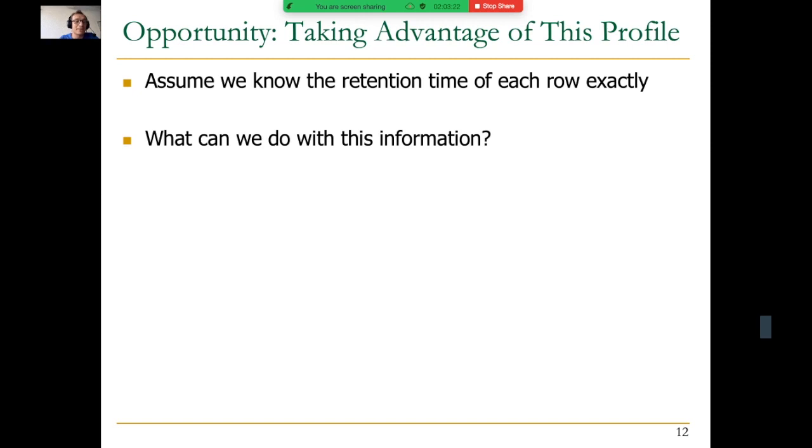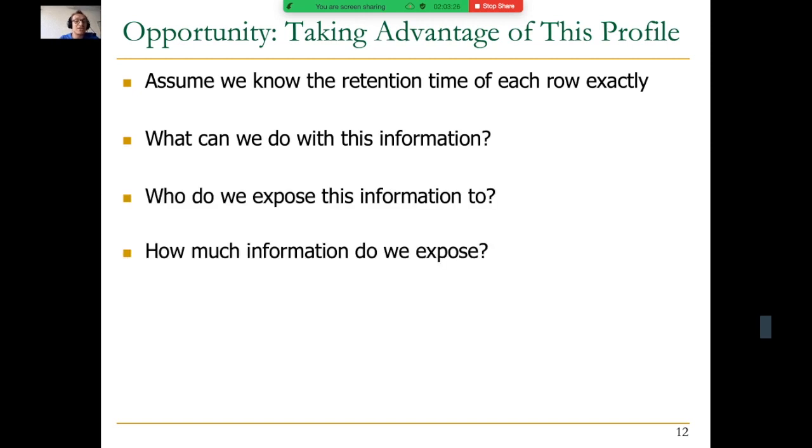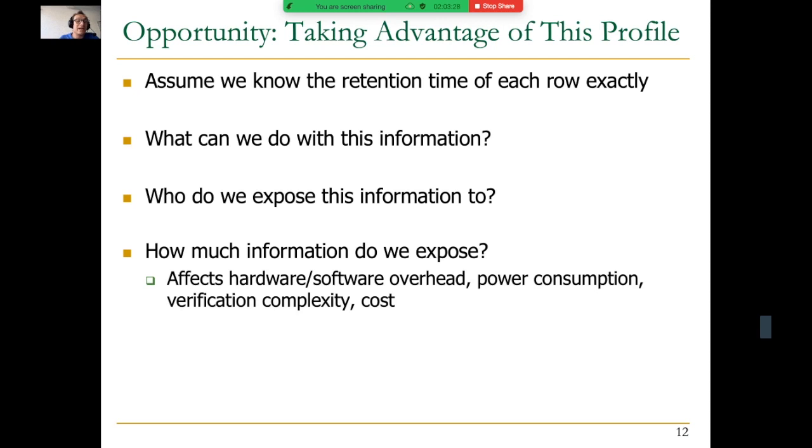What can we do with this information? Who do we expose this information to? How much information do we expose? And of course, all of this affects hardware and software overhead, power consumption, verification complexity, and cost, basically. Because if you expose a lot of information and it all needs to be correct, you need to verify that your information is correct, right? You cannot say this DRAM cell contains or retains data for 10 seconds.